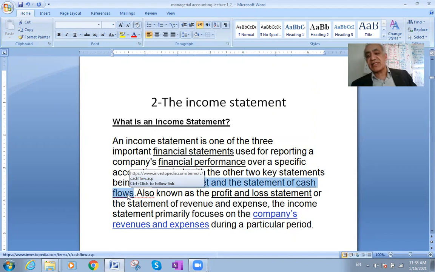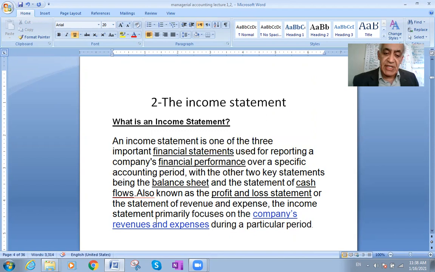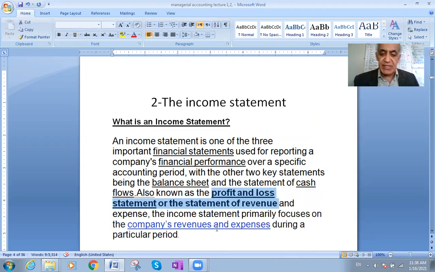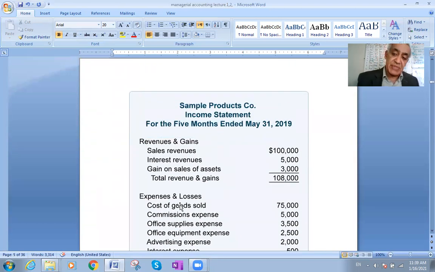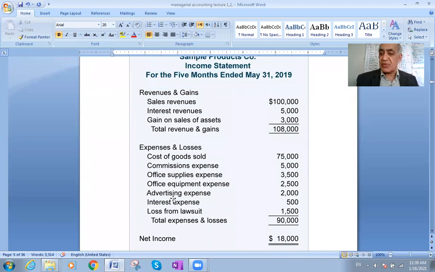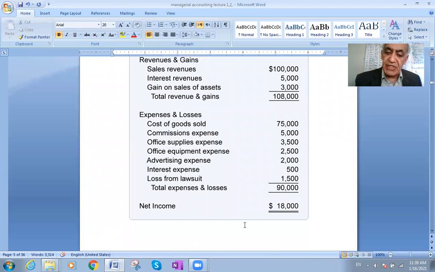We don't study the statement of cash flow here. We will study only the balance sheet and the income statement. There is another name for it. They call it the profit and loss statement, like you see here. So it has two names: income statement or profit and loss statement. Usually it is for 1 year, but some companies do it periodically to know where they stand in their financial situation. Also, I just want to say that the purpose of this income statement is to show the financial situation.